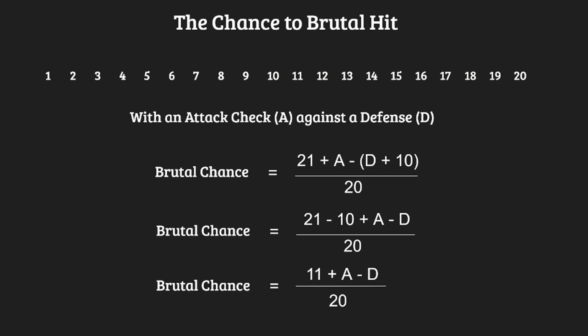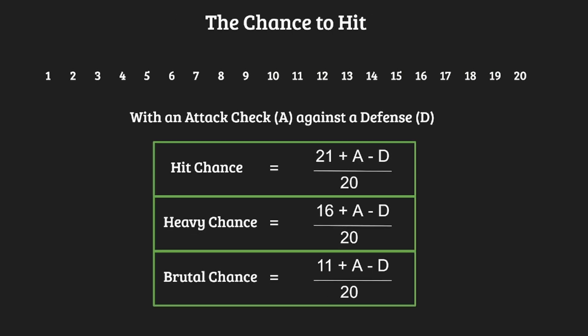In fact, you've noticed that it starts with 21, it goes down to 16, it then goes down to 11, and then the next one would go down to 6, and it would get harder and harder to successfully get higher levels of brutal hits. Most of the time, you're not going to get more than a brutal hit on a target unless you're getting large bonuses to your attack checks, or if the defense of the target is very low. Okay. Here it is, summed up neatly for all 3 of these chances. And you can see that they scale down, right? The only difference between our hit chance, our heavy hit chance, and our brutal chance is that number at the start, that 21, 16, 11. We can just keep reducing that number by 5 to find out what that next level of brutal is going to be.